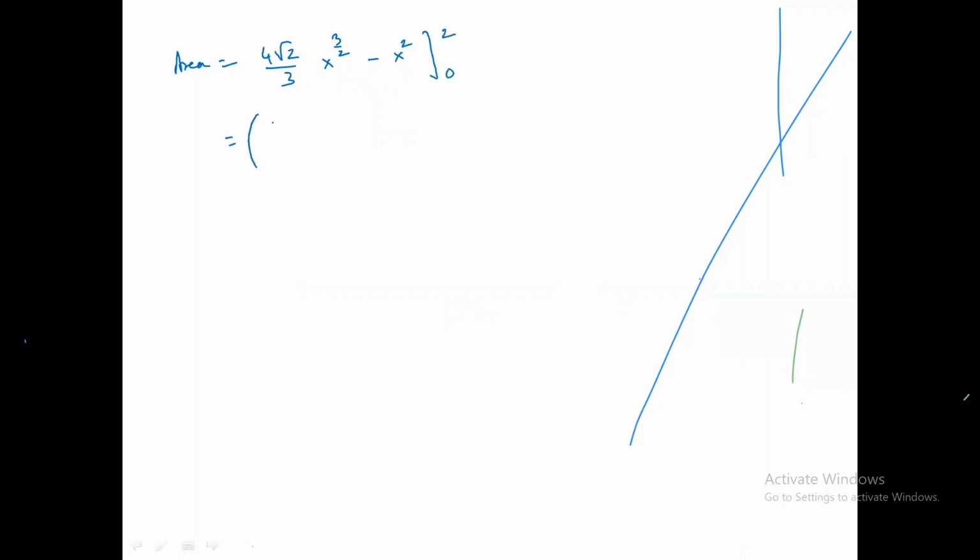First you put 2. 4 root 2 by 3, 2 power 3 by 2. What is 2 power 3 by 2? 2 root 2, isn't it? If you want, you can take it like this: 2 power 3 by 2, what you will have is 2 power 1 by 2 whole cube, root 2 whole cube.